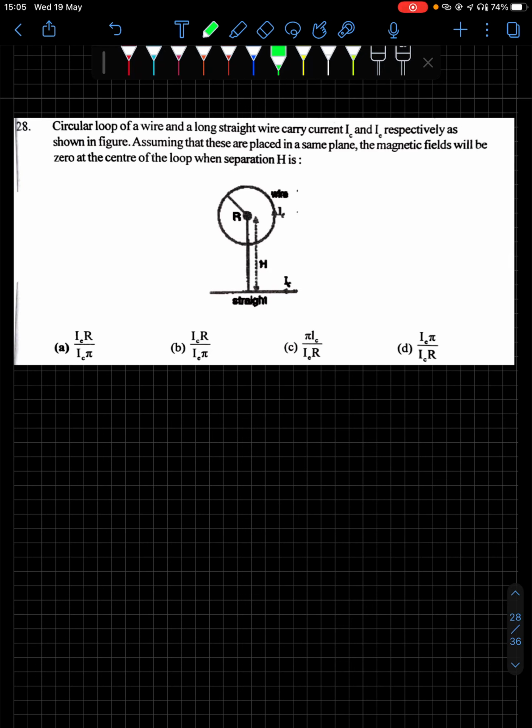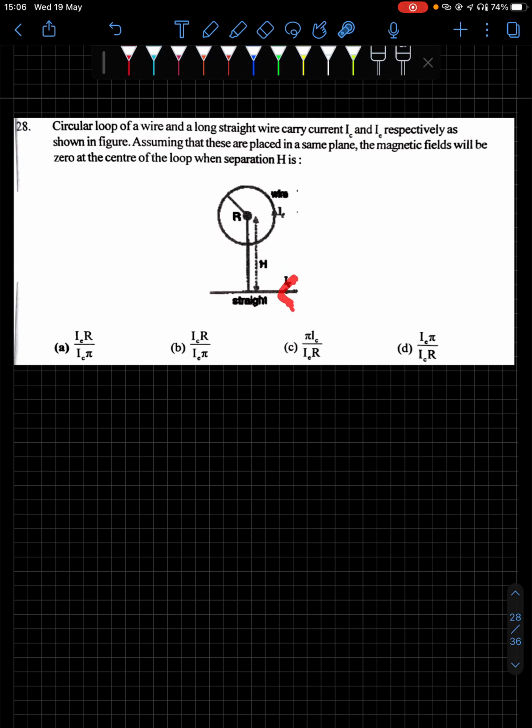Okay, so question number 28. You have a circular loop. You see the direction of the current is anti-clockwise. Here it is carrying current IC, right? And you have a straight wire. It is carrying current IE. So here the direction of the current is this way.